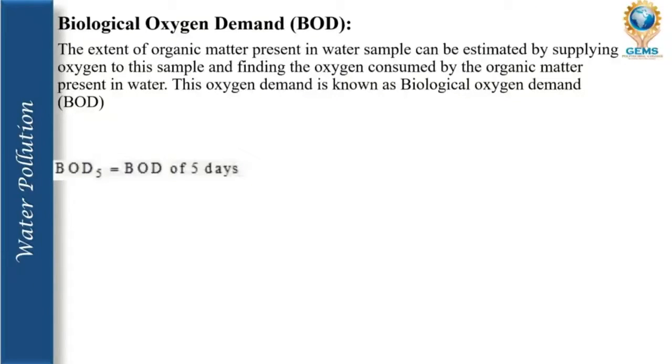So how they do the test is, they keep the water sample and give some oxygen to that water, to see how much oxygen is being taken by the organic substances present in the water. If it is taking about 50% of the oxygen, then it shows that 50% organic substance is present in the water. Likewise, they do this test in order to find the level of organic material in the water. So this oxygen demand is known as the biological oxygen demand.